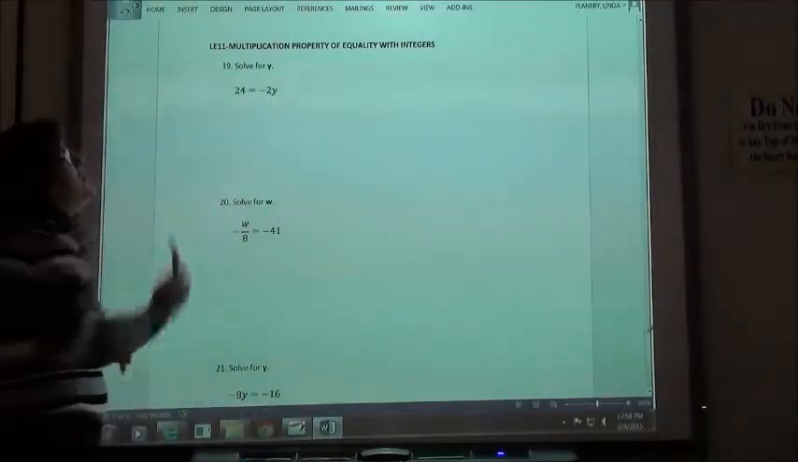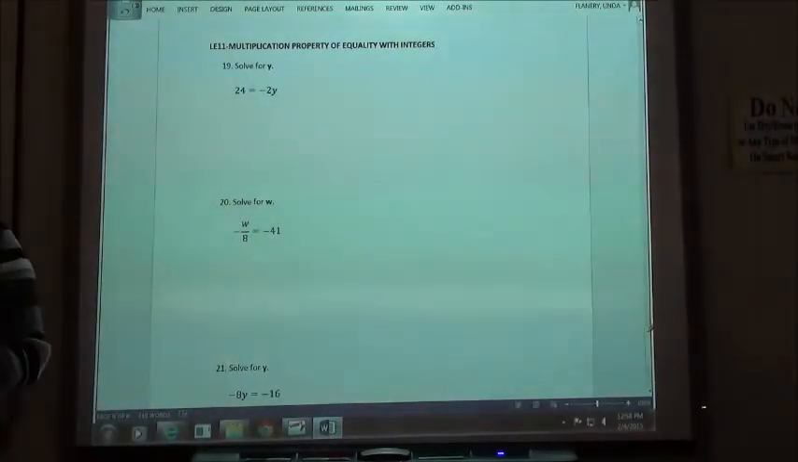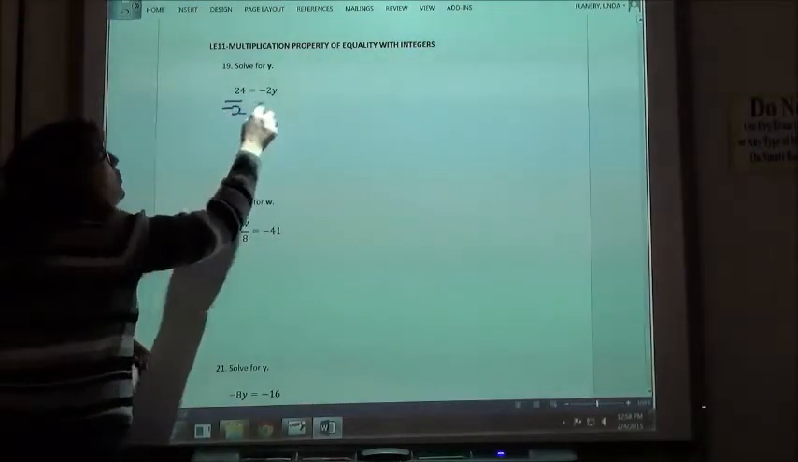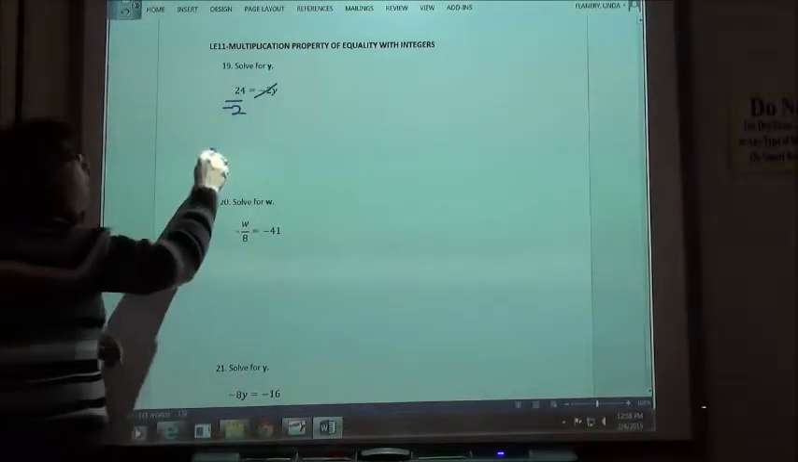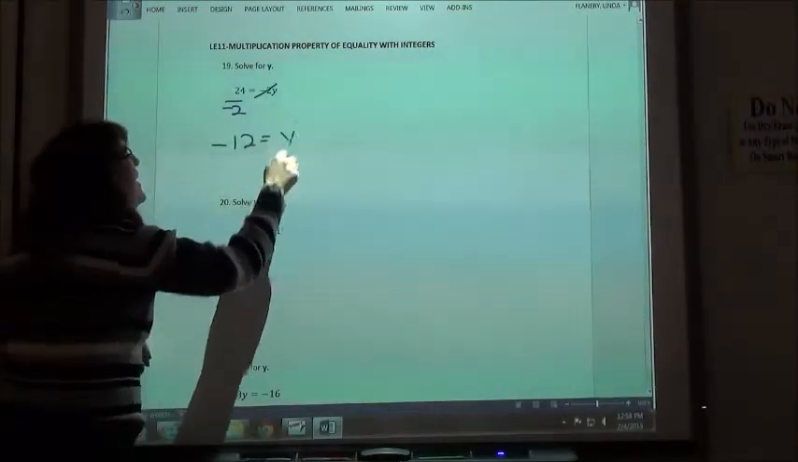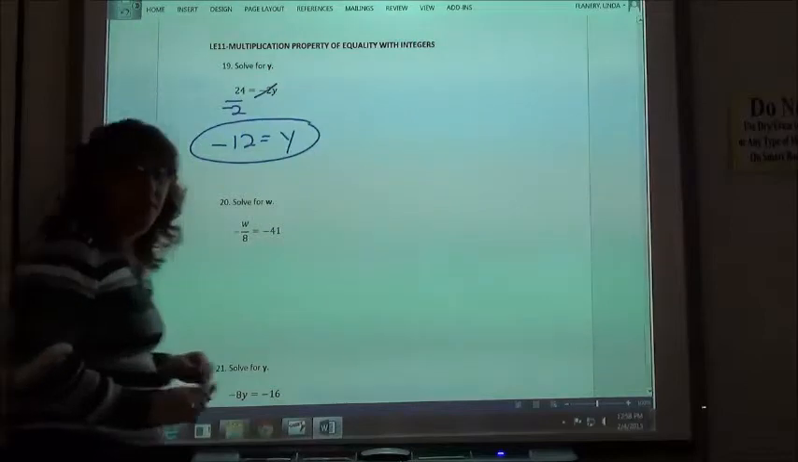If I'm going to solve this for y, I'm going to divide by that negative 2. The sign isn't going to change when I do dividing. Now I'm going to find the sign of my answer. Positive 24 divided by negative 2 gives me negative 12.